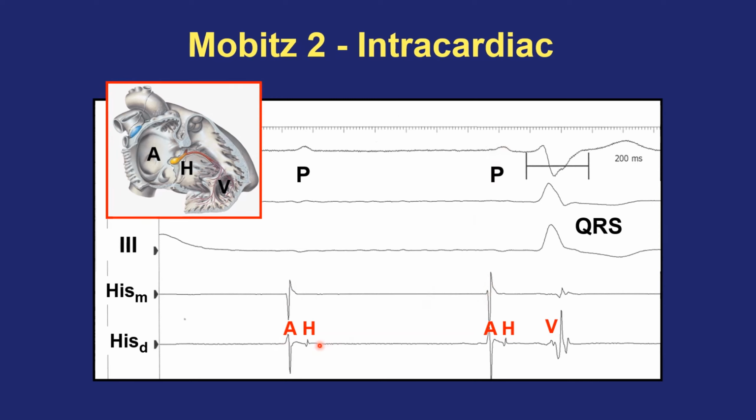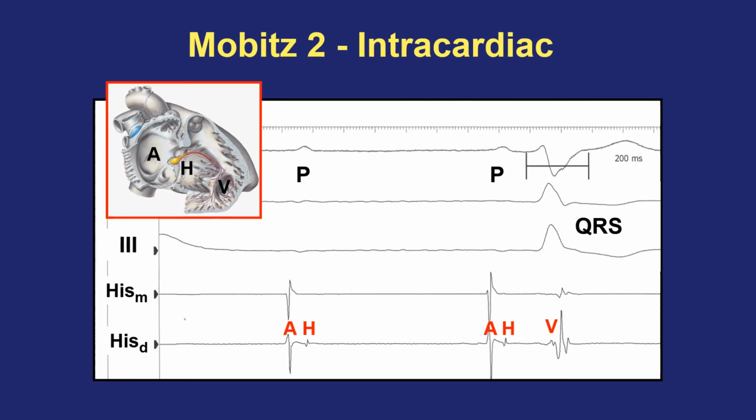And both beats, the blocked and the one that conducts, also have a bundle of His recording, seen here and seen here. But the first beat that blocks has no ventricular electrogram, which is not surprising because there's no surface QRS, compared to the second beat where there is a ventricular electrogram that times with the surface QRS. So what we can see here is that the blocked P wave clearly sent a signal that got through the AV node to the bundle of His, and then it was beyond the bundle of His that the signal blocked and didn't get down to the ventricles.